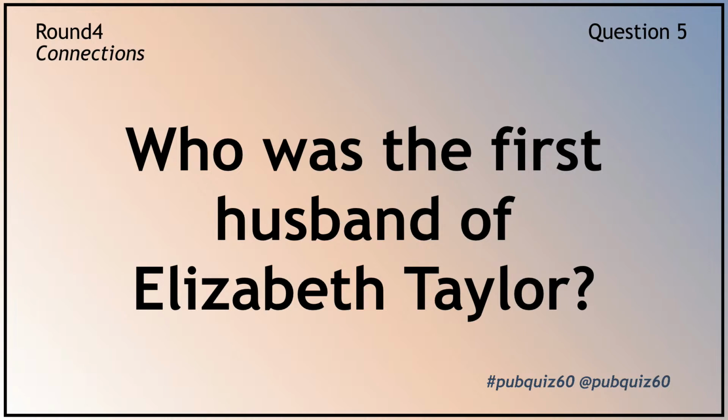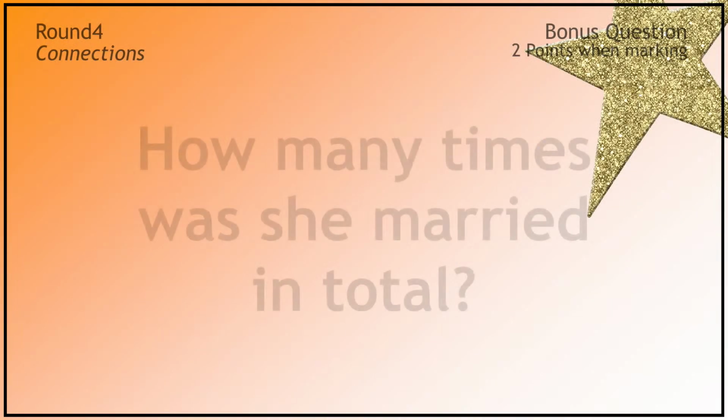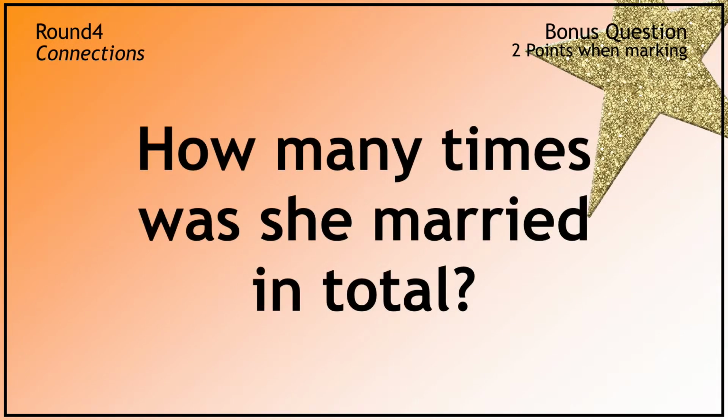So that's 1 point there for question 5, and that's part of the connections round. But there is a bonus question for 2 points related to this question, but not part at all of the connection. And the bonus question for 2 points is, how many times was she married in total? And once again, 20 seconds on the clock.